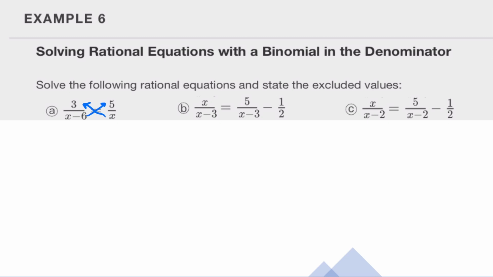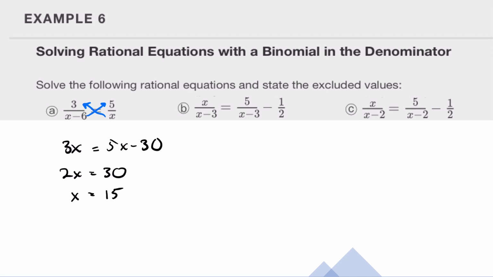Now if we cross multiply, we'll get 3x, and then the other one's going to become 5x minus 30. Okay. I'm going to subtract 3x and add 30. That's going to give me 2x equals 30. So then x equals 15.